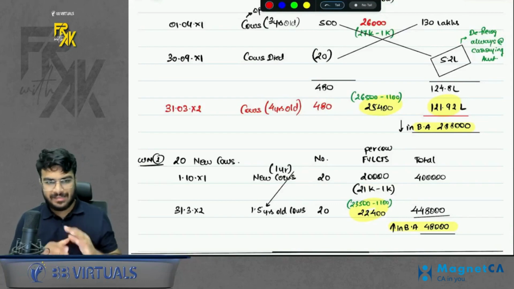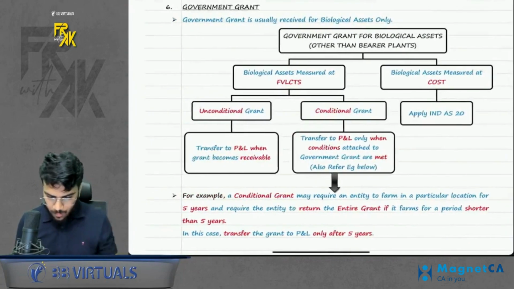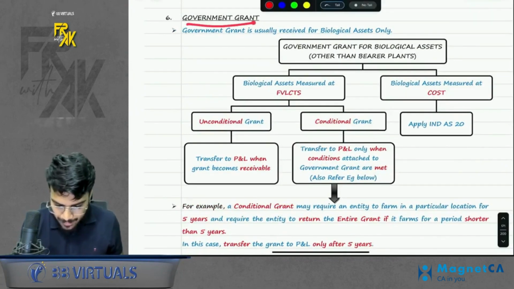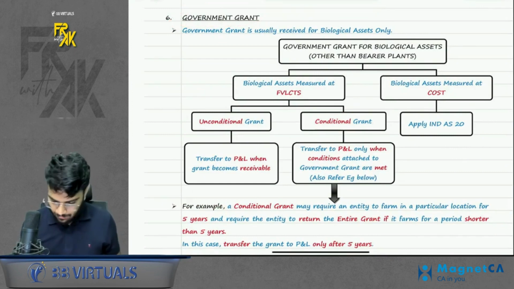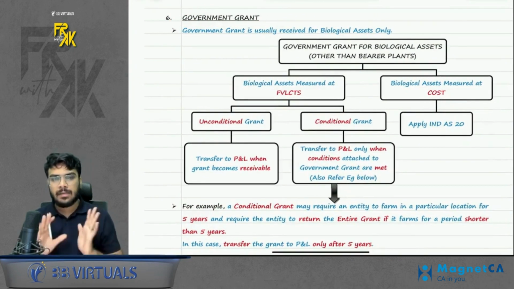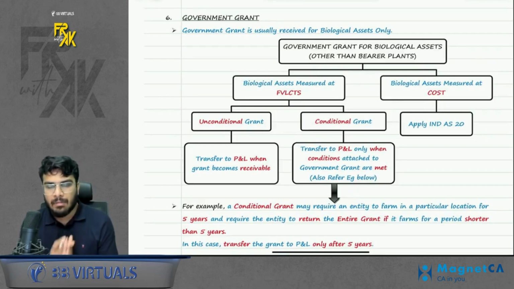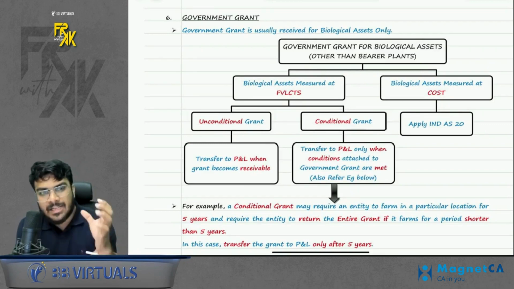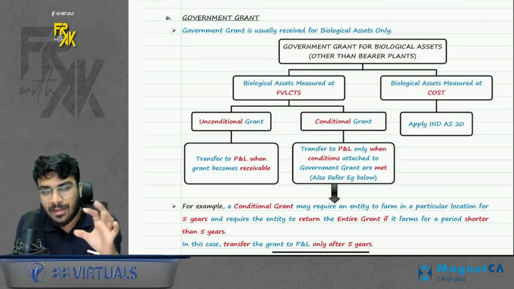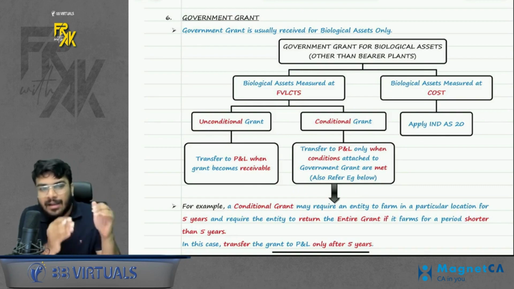Okay guys, so we revised illustration number 6. Now what we can do is revise this government grant point which I had left in between. So what is there in this government grant? See, in Ind AS 41, in case you remember, I told you, the assets which are covered under Ind AS 41, its government grant is also covered under Ind AS 41.